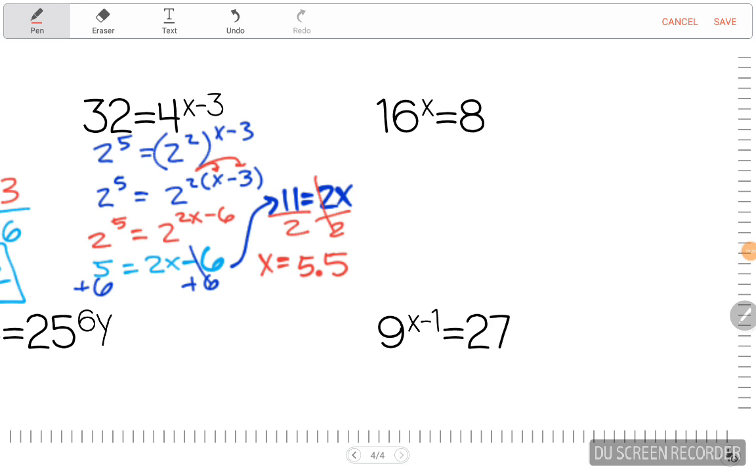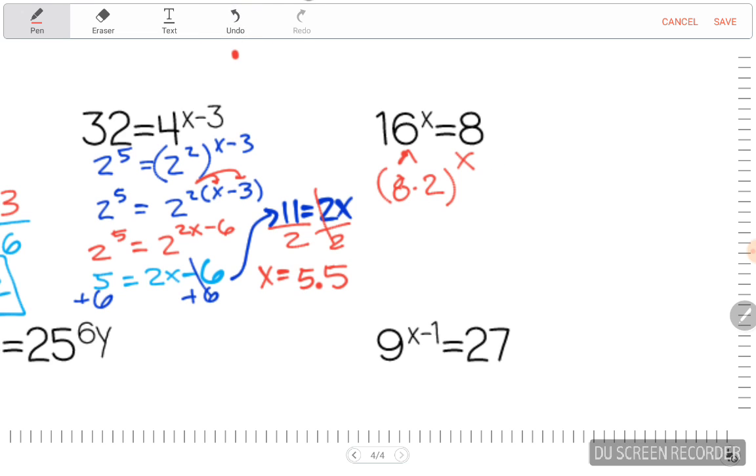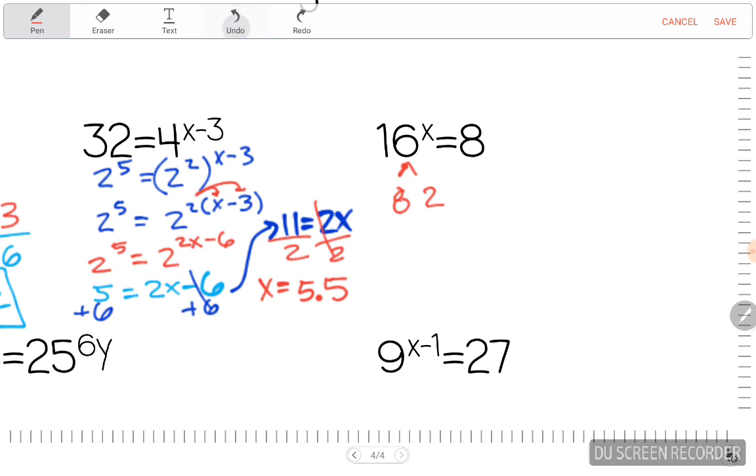This next one here, again, I can't write 16 in terms of 8. If I just put 8 times 2 to the x, that doesn't help me because 8 times 2 is not the same as 8. I need it to be in the same base. So what I'm going to do here is put them both in terms of 2. Again, I also can't do 4. This is 4 squared, but this is 4 times 2. So I can't put it with just 4 as a base.